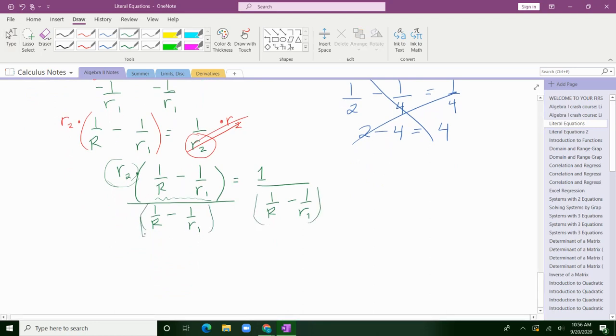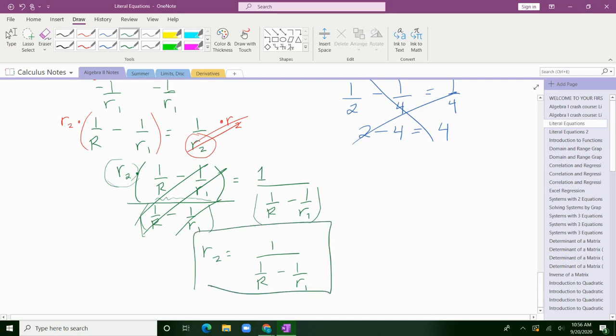And check it out, that whole thing just cancels, and R2 is alone. I definitely have a complex fraction. I have fractions within a big fraction, and we will practice simplifying that this year, but that is another story for another day. Okay, cool. So here's your final answer. And now we're finally done, and we will practice this together next time we talk.